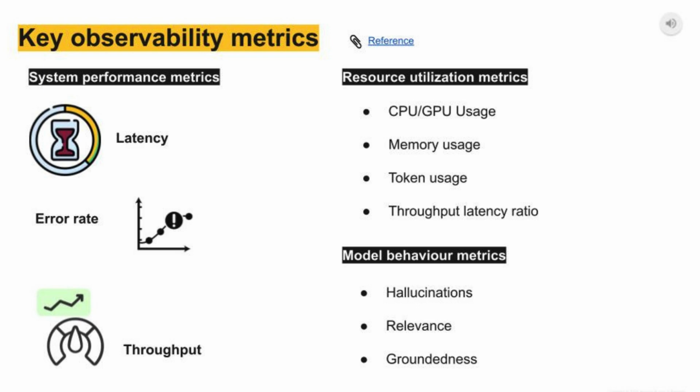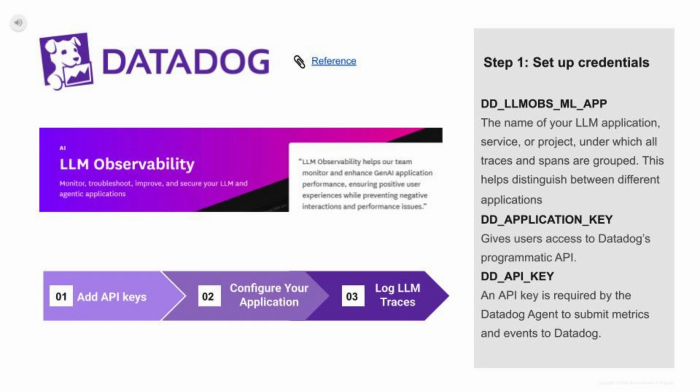Next are resource utilization metrics, essential for cost control and scalability. CPU and GPU usage show how much compute power the model is consuming during inference. Memory usage helps with scaling and deployment decisions. Token usage is particularly important when using paid APIs like GPT-4, where cost is tied to how many tokens are processed. Lastly, we have model behavior metrics which help us measure quality and user experience. Some are listed below.